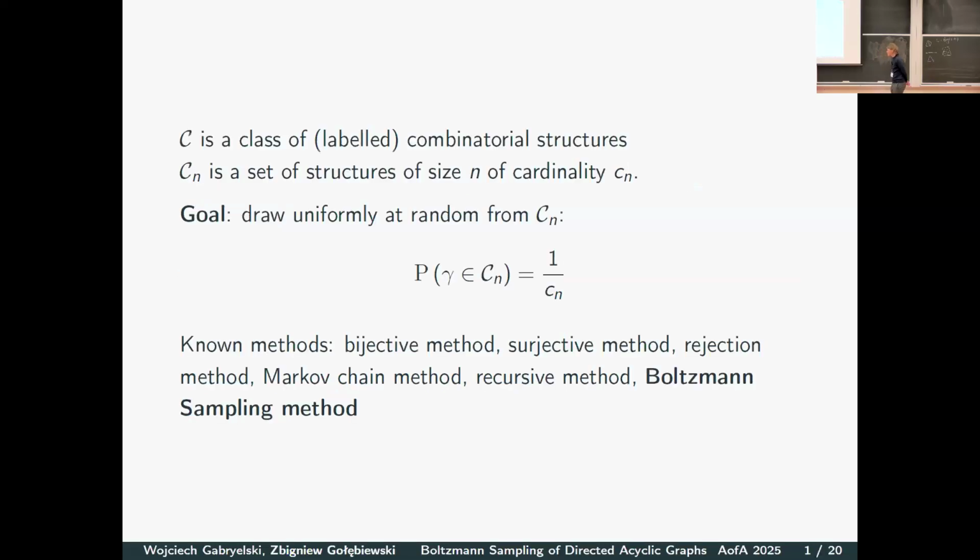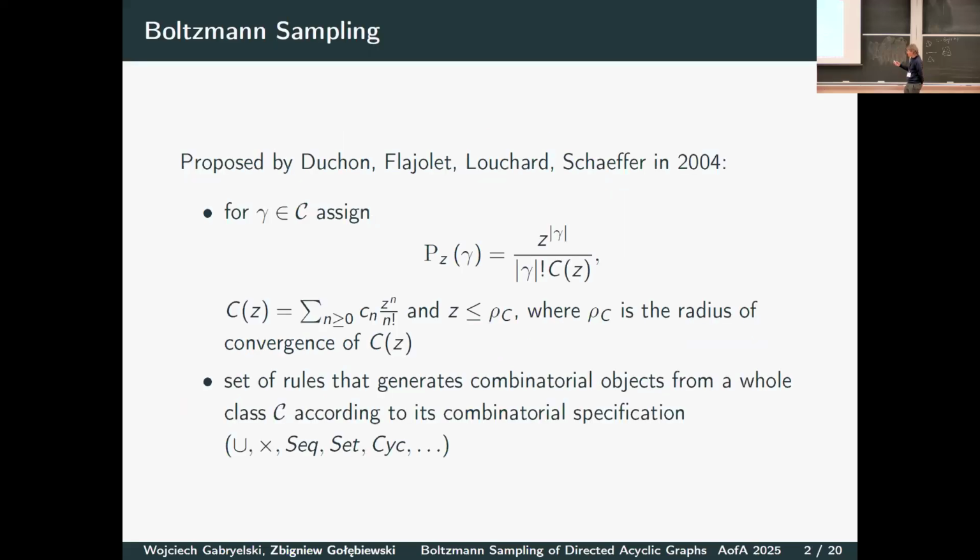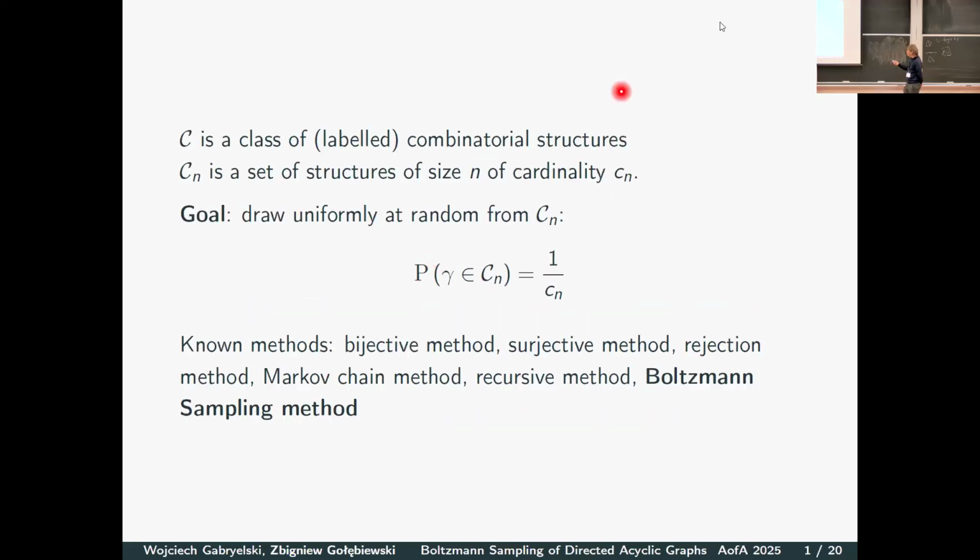So what we want to do is sample uniformly a combinatorial structure from a class, and throughout this talk it will always be labeled structures. So let C be a class of such structures, and C_n will be the structures of size n, with cardinality small c_n. Then the goal is to draw some gamma structure in a uniform manner.